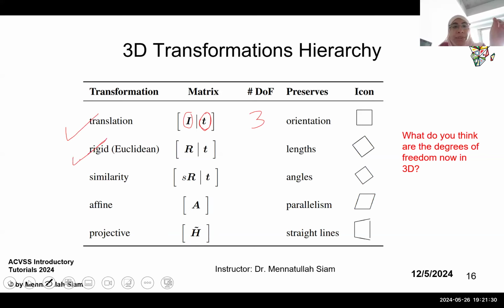Next is the Euclidean transformation, which is a rigid transformation, so it only includes rotation and translation. So here we have a 3x3 rotation matrix and our 3x1 translation vector. And it preserves the lengths. But how many degrees of freedom do you expect?